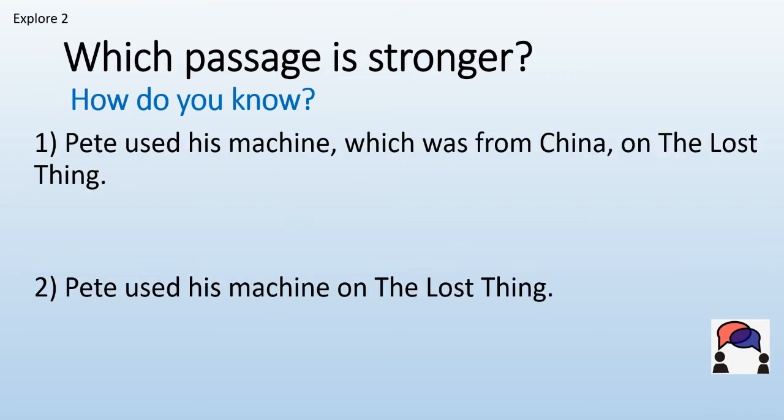Now the next one, which passage is stronger? Pete used his machine, which was from China, on the lost thing. Or Pete used his machine on the lost thing. So pause the video if you need. Very good. The answer is number 1, because number 1 has the extra information. It has the relative clause, which was from China.